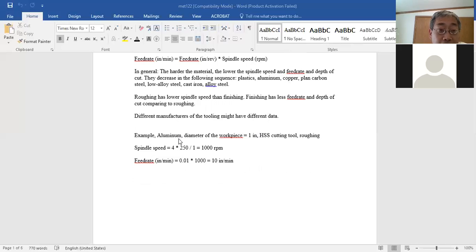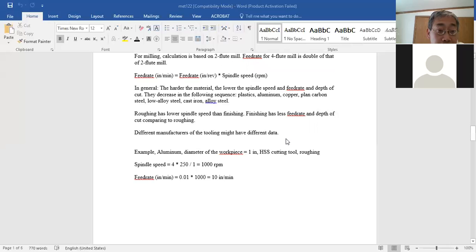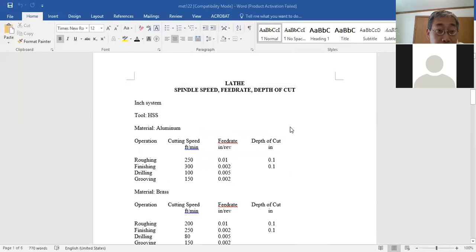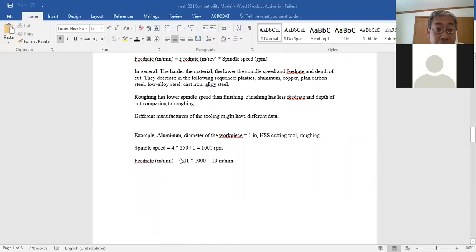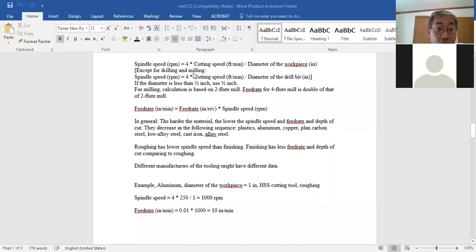Okay, I'll give you an example here. How do we calculate the spindle speed and feed rate? Let's say we have aluminum, the diameter of the workpiece is 1 inch. If we have HSS, which stands for high speed steel, this is a steel tool, it's not a ceramic tool. There's data over there, high speed steel. So this 250 is from the table above. This 4 is in the formula here. 4 times 250 divided by 1, you have 1,000 RPM.